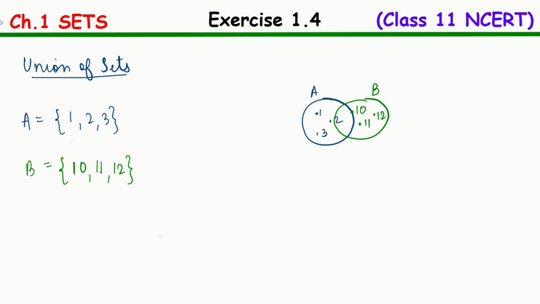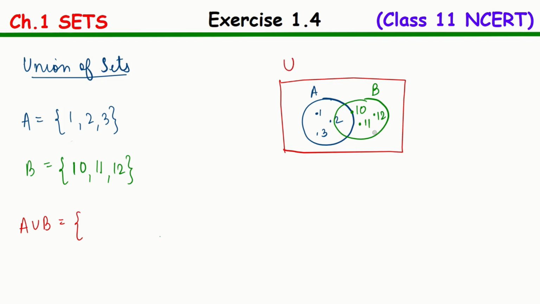Now A union B is a set which contains all the elements of A as well as B, both the elements. If we see from here, this will be the universal set U, the bigger one, and we have set A here and B here. A set which contains all the elements of A as well as B is the union set, and if we have to shade it, the region would be this, which contains A elements and B elements also. So A union B will have elements 1, 2, 3, 10, 11 and 12.